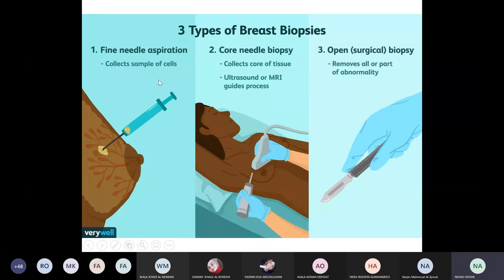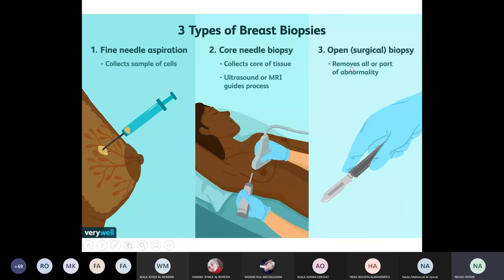We call it fine needle when we introduce a needle and collect some cells of that mass. Or core needle, which is very common and is the standard. Under the guidance of MRI, the pathologist will take a sample of the tissue. This is a tissue sample.